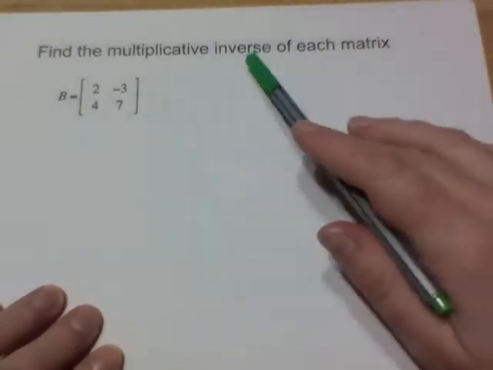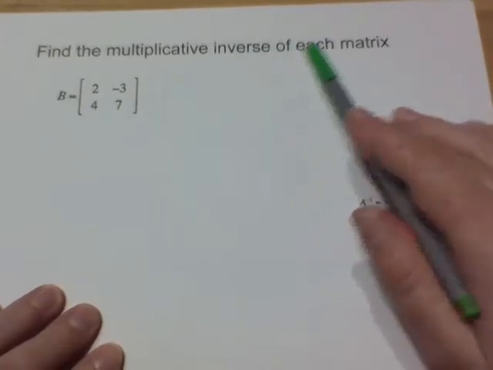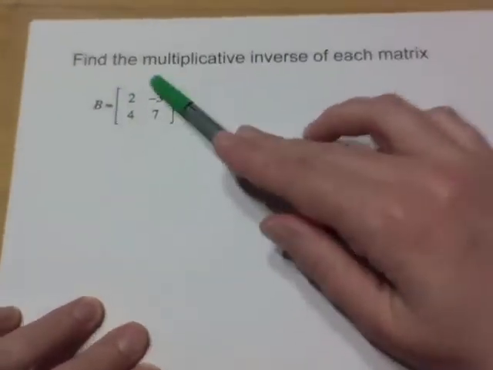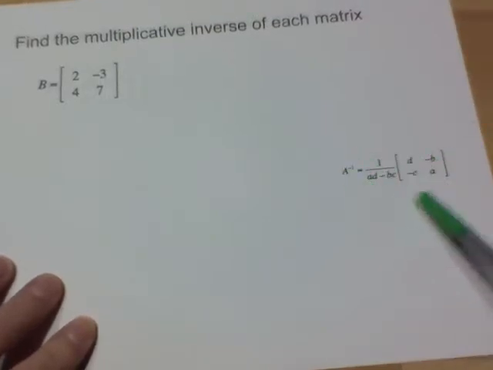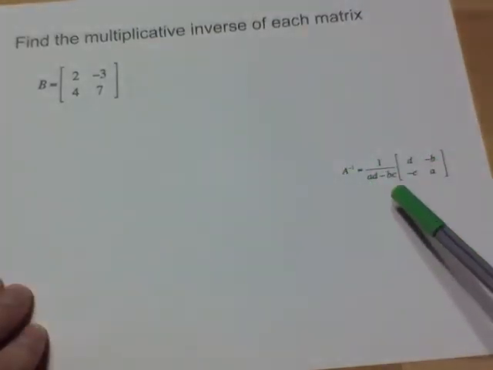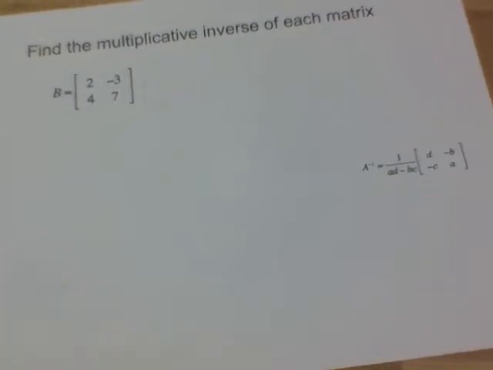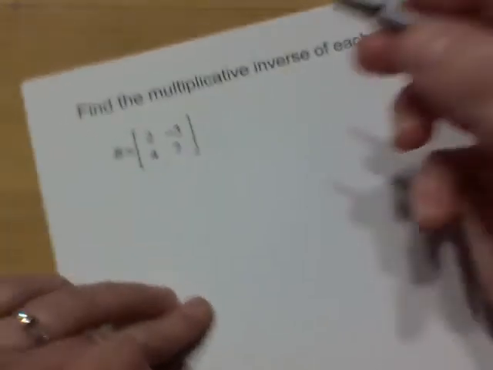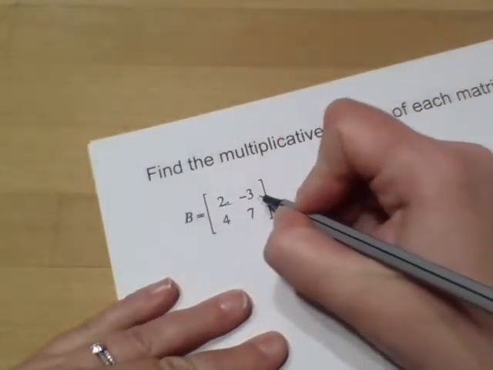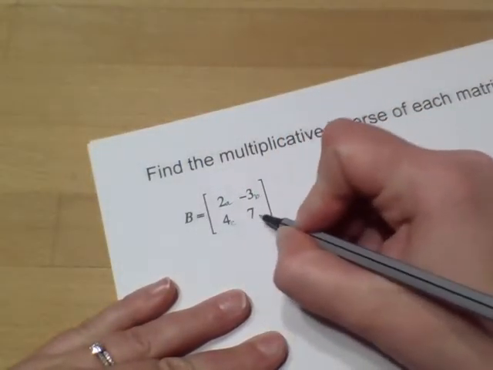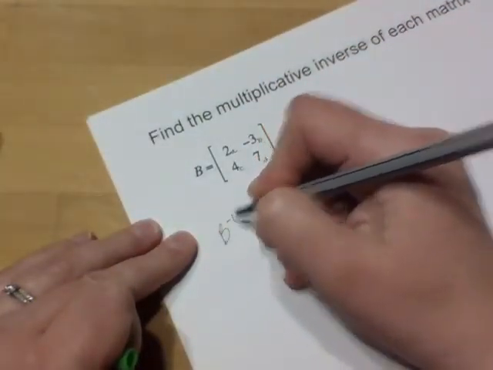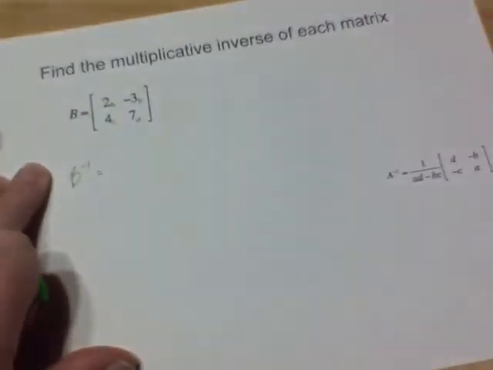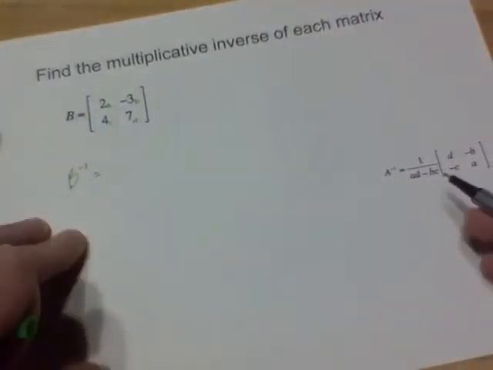So we're going to find the multiplicative inverse, or just the inverse, of each matrix, in this case a 2 by 2. So I've put here the formula that we're going to have to use. Remember that in order to do this, we're going to get our determinant value, so A times D minus B times C. So just to help ourselves out, I'm going to put an A here, a B, a C, and a D. And so this is actually B inverse, because we're talking about matrix B.